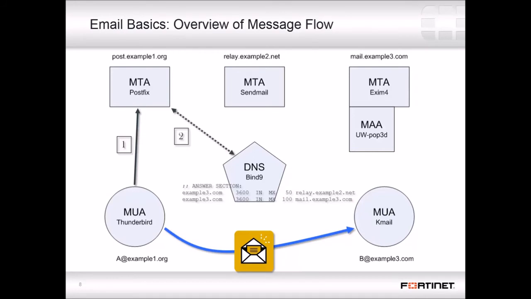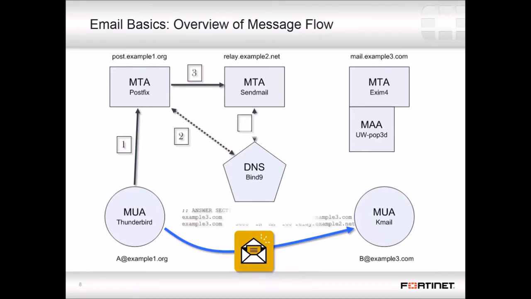The MX record comes back with two options for delivering the email: relay.example2.net and mail.example3.net. Relay has a lower priority of 50. We'll assume this is a properly configured mail server, so it does an address lookup for the server with the lowest priority, relay.example2.net, opens up a TCP connection, and sends the email off using SMTP or SMTPS.